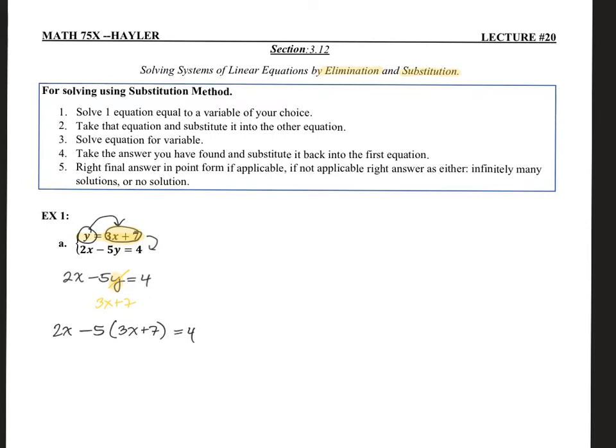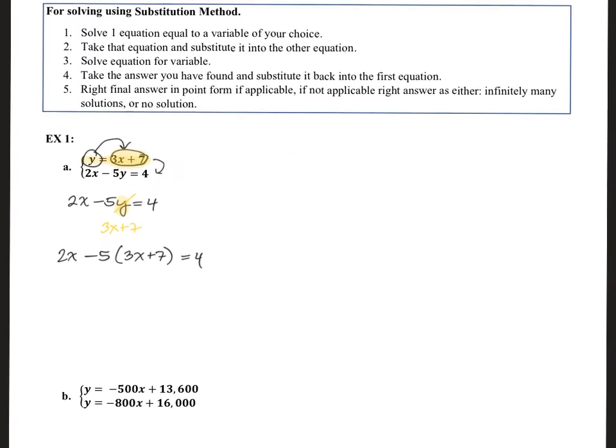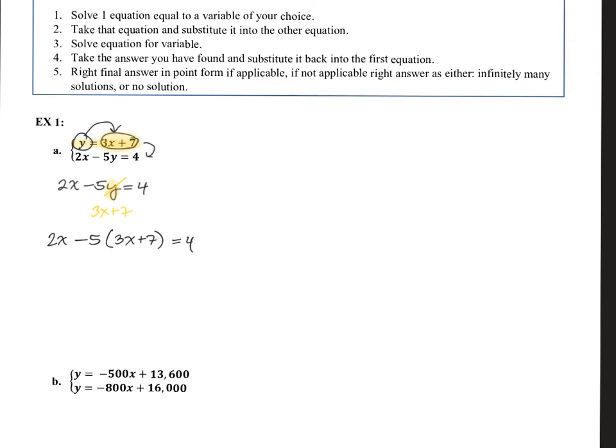Now we're going to go ahead and do step 3, which is to solve for our variable. If you want to pause the video and go ahead and solve, you could totally do that. Alright, let's go ahead and get rid of that parenthesis. We have 2x minus 15x minus 35 equals 4. Let's combine those two x terms. Negative 13x minus 35 equals 4. Let's get x by itself, so add 35 to both sides. And we have negative 13x equals 39.